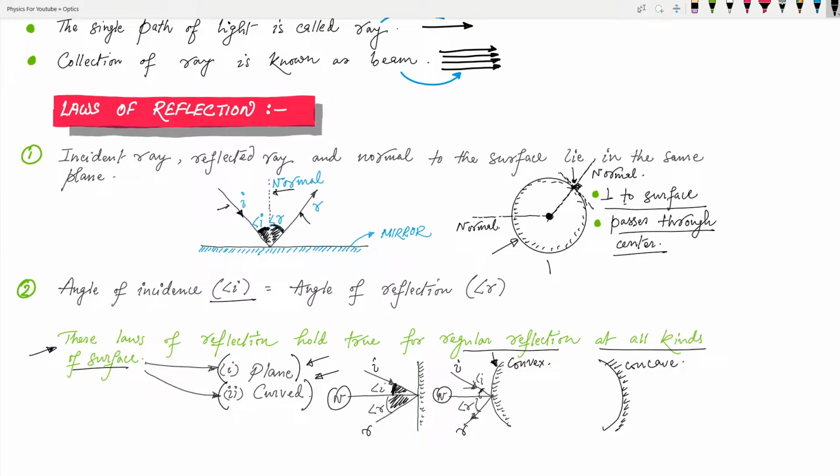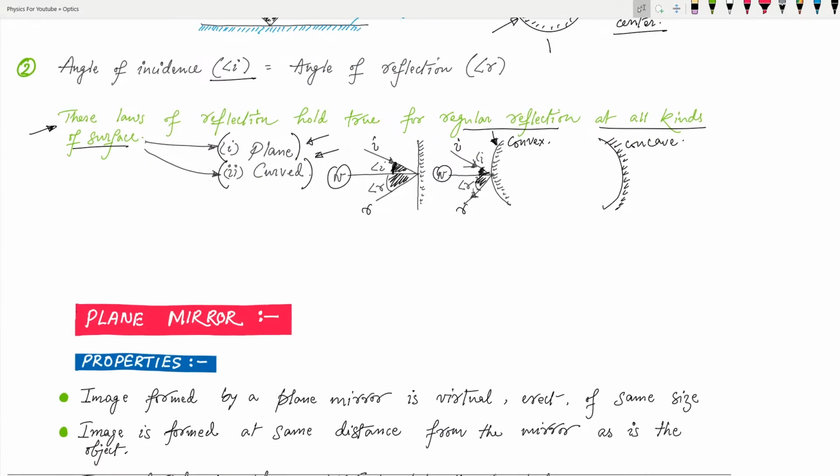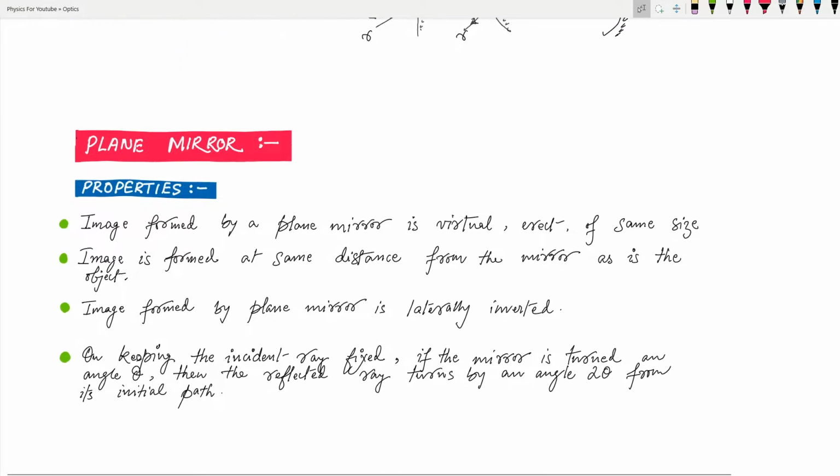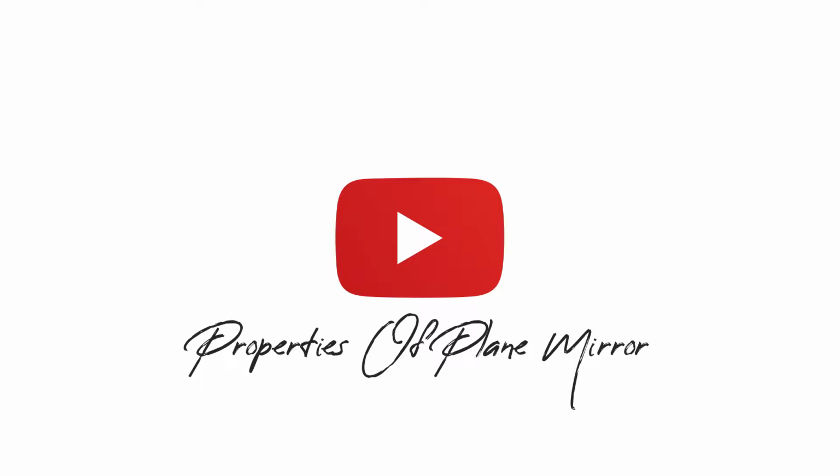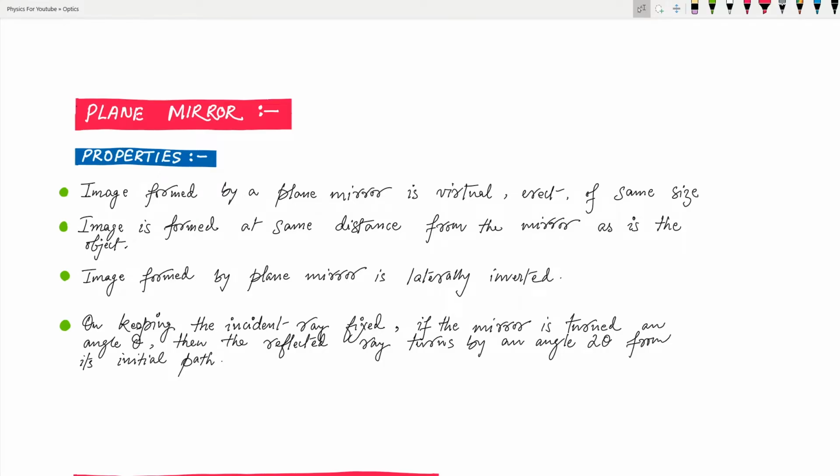In case of circular, you can see that angle of I is equal to angle of R. So it's true for both the surfaces, whether plane or curved. I hope this much is clear. Once this is clear, now let's move on to our next part, that is properties of plane mirror, because in this video I'll be discussing only the properties and the questions that are related to plane mirror only.